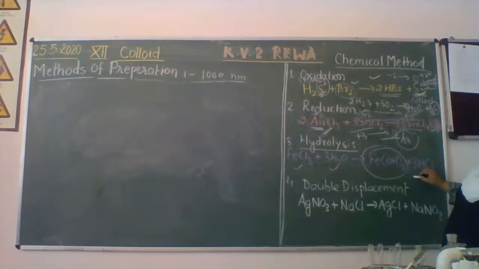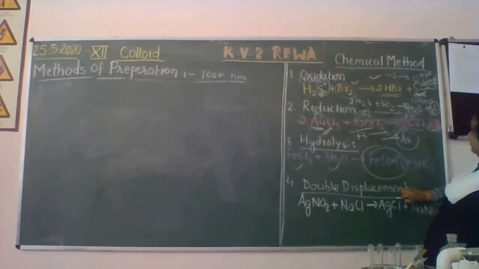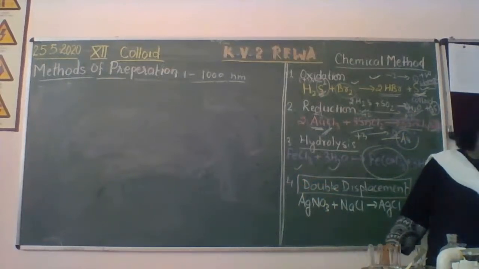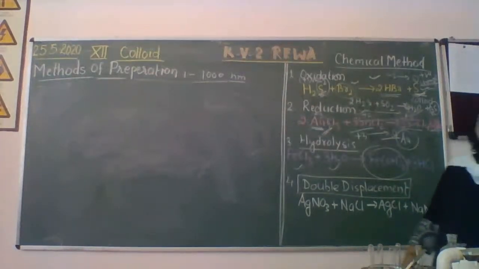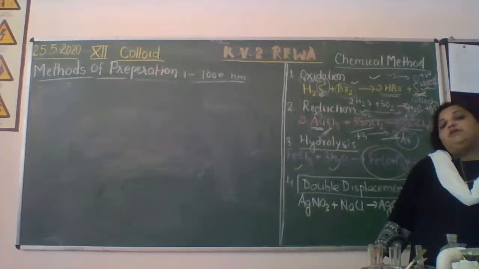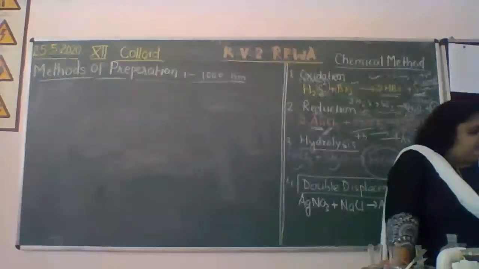And the last one is a very important one, double displacement or double decomposition. I think in class 10th, we have studied this categorization of chemical reactions. What happens actually in the double displacement or double decomposition method?